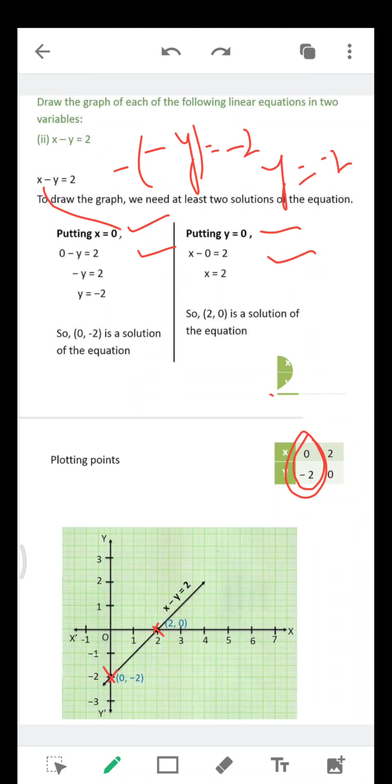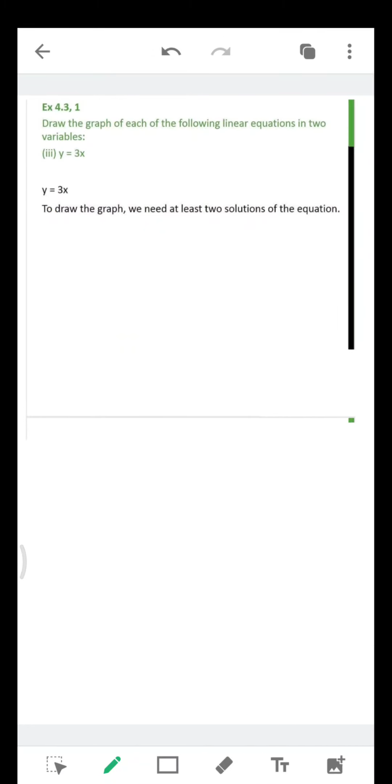Okay, so it has infinite points. These are the 2 points which we have taken, but do you think there are only 2 points on this? No, this has infinite points on it which we cannot count. Okay, infinite points. So this is the way we draw the graph. Similarly, we'll see the next one.